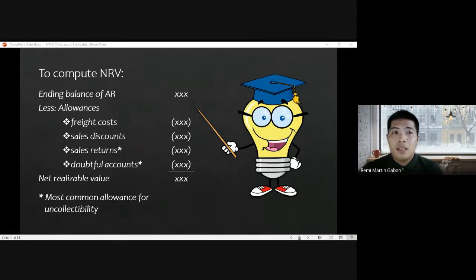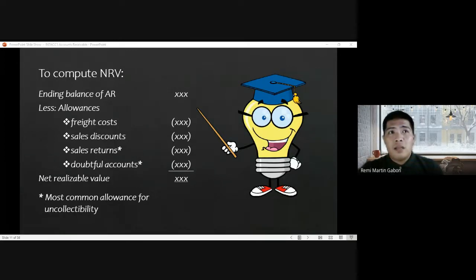or bad debts. The most common of the four are the sales return and doubtful accounts. Seldom lang si freight cost and sales discount. Sometimes kasi si sales discount are availed at the moment of purchase. Or sometimes buyers pay within the discount period. So setting up allowance for sales discount sometimes is no longer necessary. The same with freight cost.